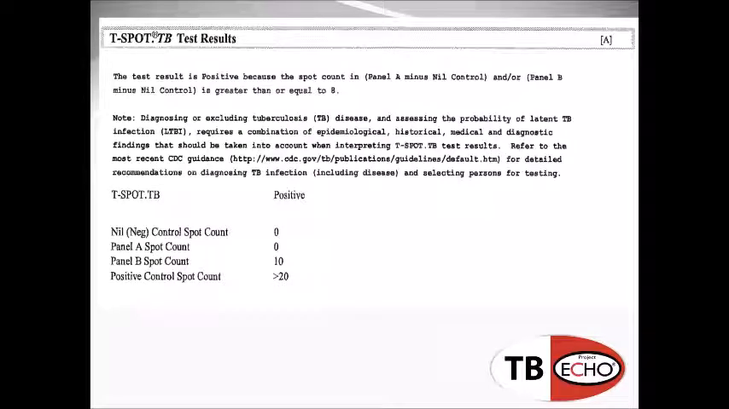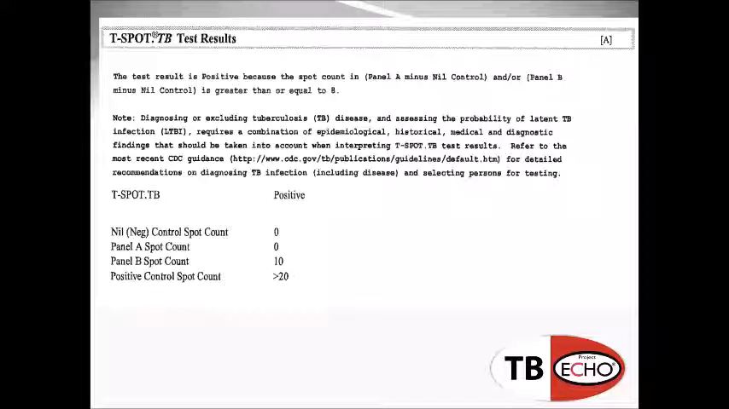So I thought we could look at a couple results to go through and see how you determine whether it's positive or negative. I will say I only have one T-spot result because we only used it for a year, so I don't have too many examples. If you look at the results on the bottom, the nil is 0, which is a good result because it's under 10. Panel A spot is 0, the panel B spots are 10, and the positive control is over 20. So that's also good for the positive control.